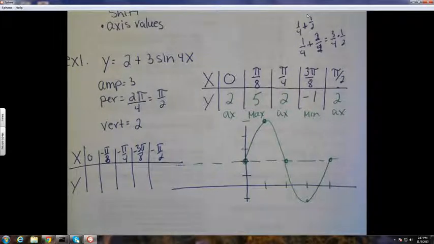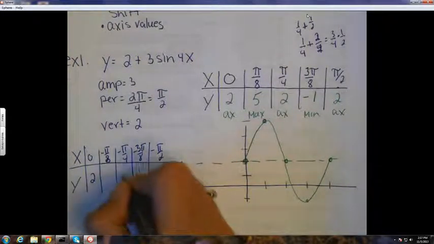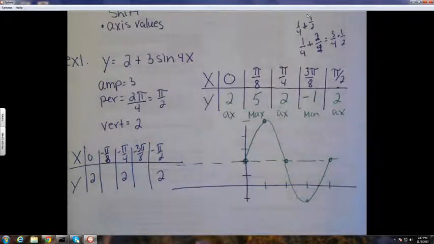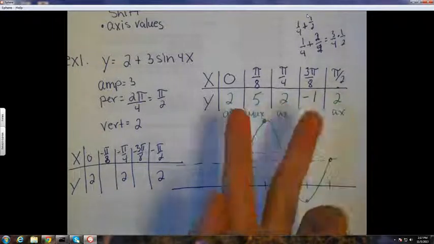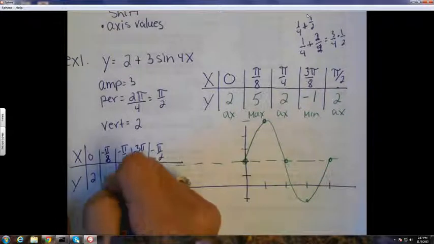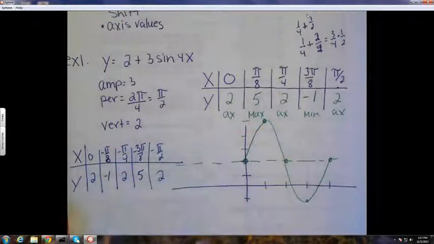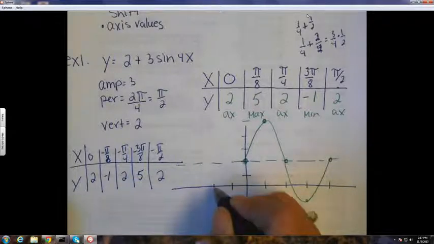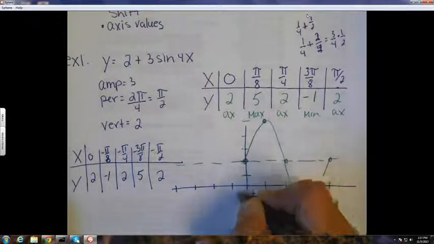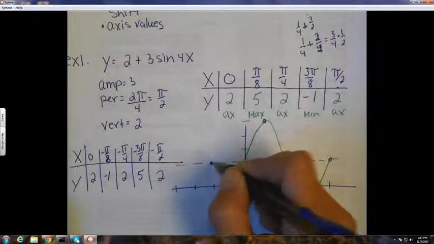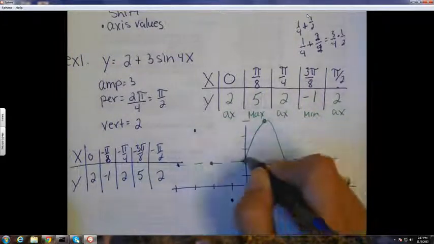How about on sine with the y values, what changes? The axis values are still in the same spot, so my first, middle, and last are all going to be at 2. But what happens with the max and min? They switch places. You remember that general rule of thumb there? So now it's going to come down to -1. And then there it is.